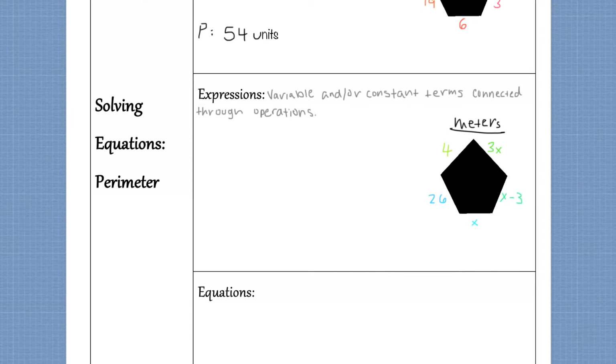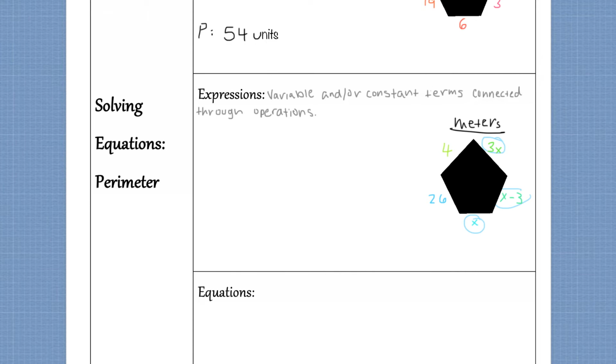If I look to the right over here, there's a 3x. The 3x has a variable in it, the x, and so this would be considered a variable term. This next one over here, x minus 3, also has the variable x in it, and so this would also be considered a variable term. On the bottom here, this one is also just x, so this would also be considered a variable term.